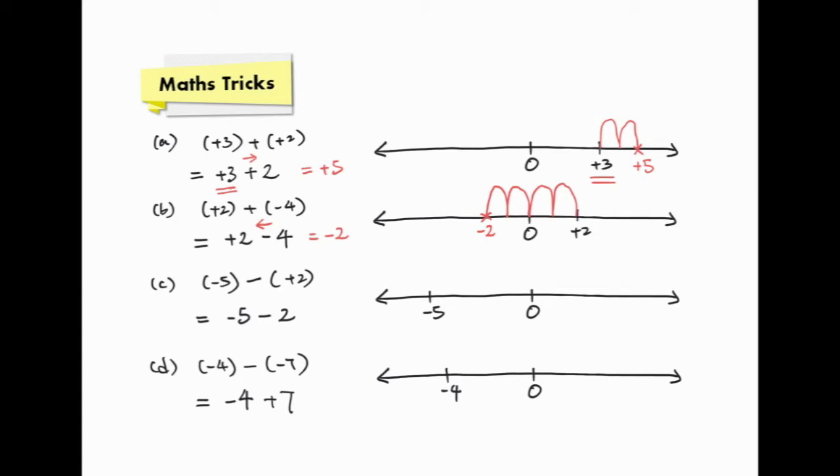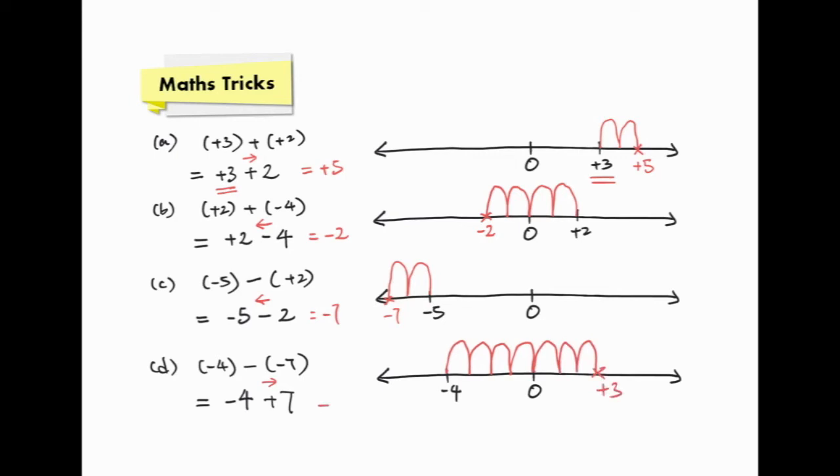Example C. The starting point is -5. From -5, move 2 units to the left. The answer is -7. Example D. We start from -4. Plus 7 means moving 7 units to the right. The answer is +3.